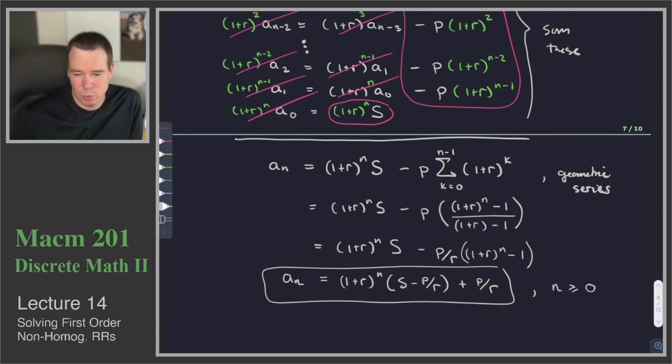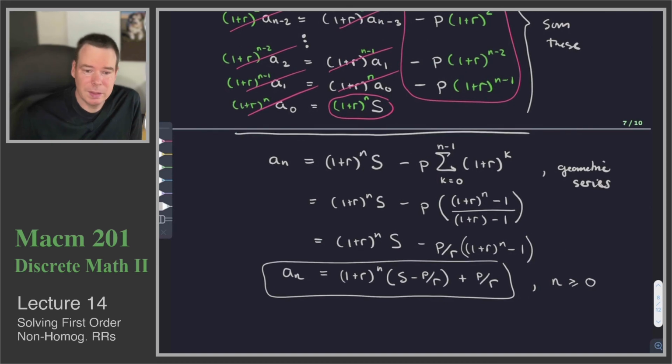You can check, just a quick reality check, does it work for n equals 0? When I get n equals 0, I get s minus p over r plus p over r, which reduces down to s. So yeah, quick mental check, a sub 0 is s from this formula, and it gives us all of the values for n as well.